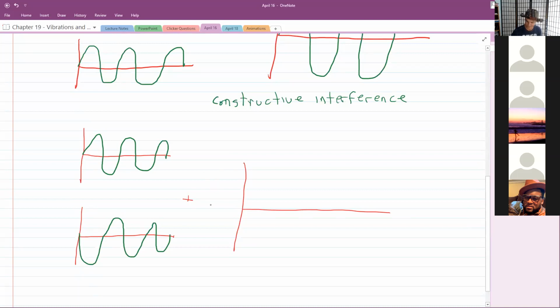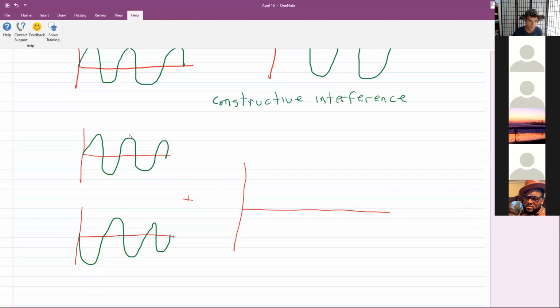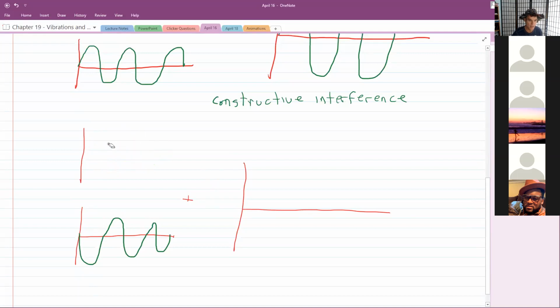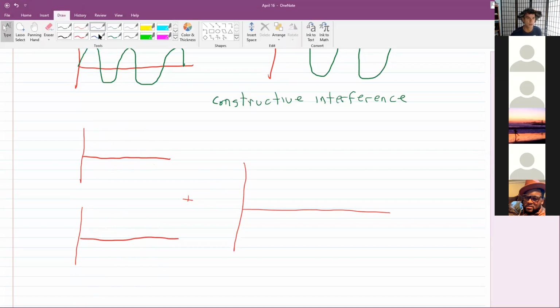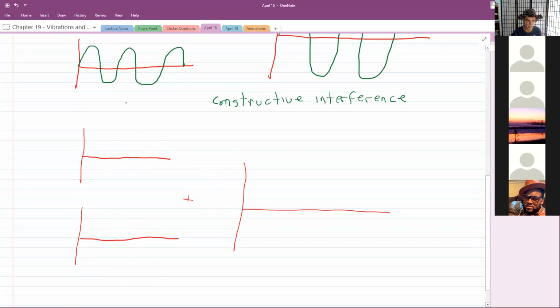If I drew, you know what, I'm gonna draw this one more time, this sucks. Oops, all right, draw, red. Draw, green. All right, so I'll just make it easier.